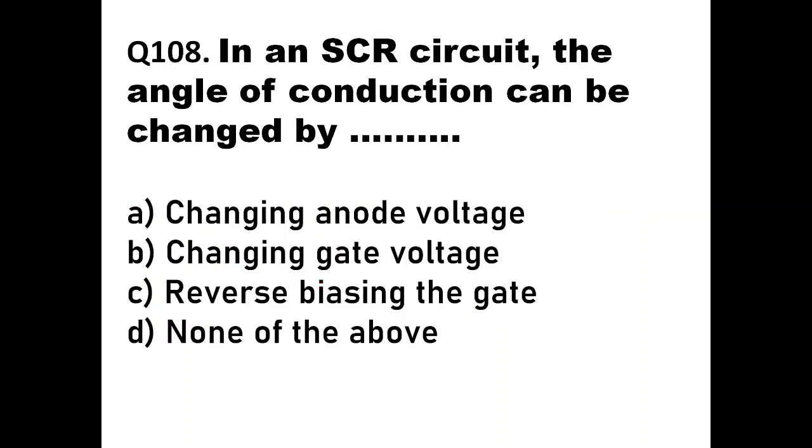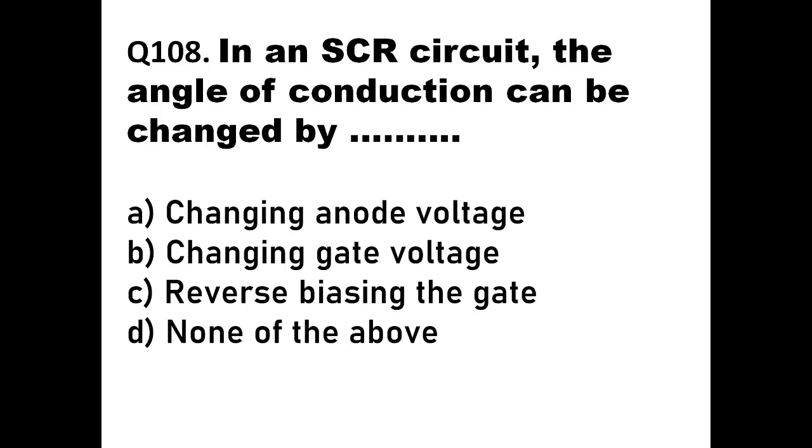Then we'll go to the next question, question number 108. In an SCR circuit, the angle of conduction can be changed by. Now in an SCR circuit, the angle of conduction means how much the SCR is going to conduct, for how much time it is conducting. That angle, in radians, will give you the angle of conduction. That will depend on when you are going to fire or make the SCR on.